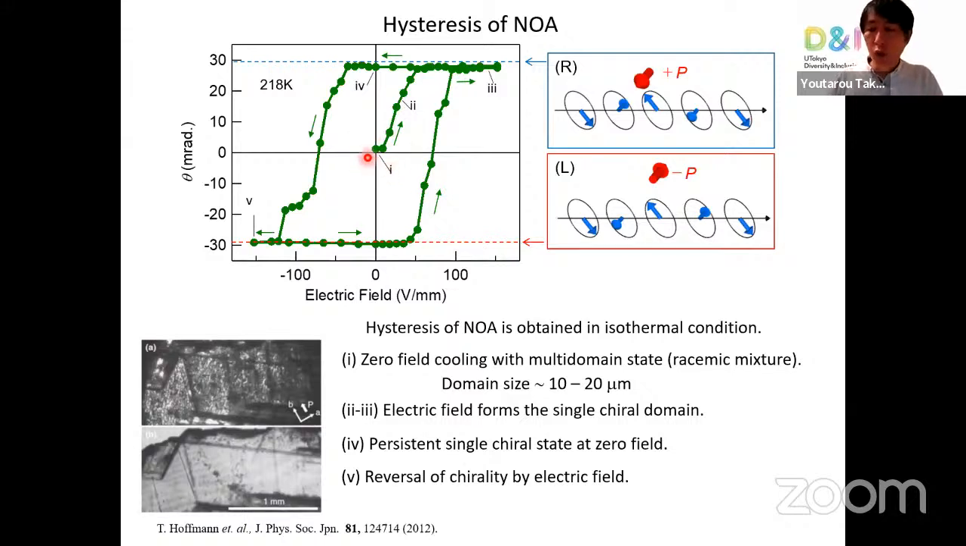And next, we apply an electric field to the sample. The optical rotation increases, and then this optical rotation is saturated. This indicates the formation of the homochiral state, a single domain in terms of chirality. Next, we reverse the electric field, and in the negative field, we observe the sign change of the optical rotation. And again, this optical rotation is saturated. This means the reversal of the chirality by the electric field. So we can demonstrate the ferrochiral nature of the spin spiral.